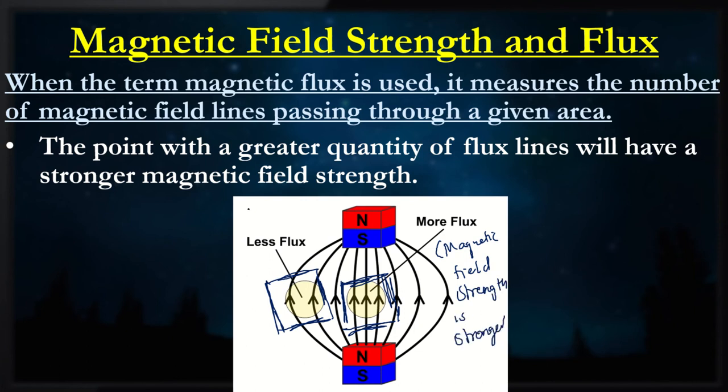And then over here, our B strength, or our field strength, is weaker. Okay, that's how we determine whether we're dealing with a strong field or a weak field.